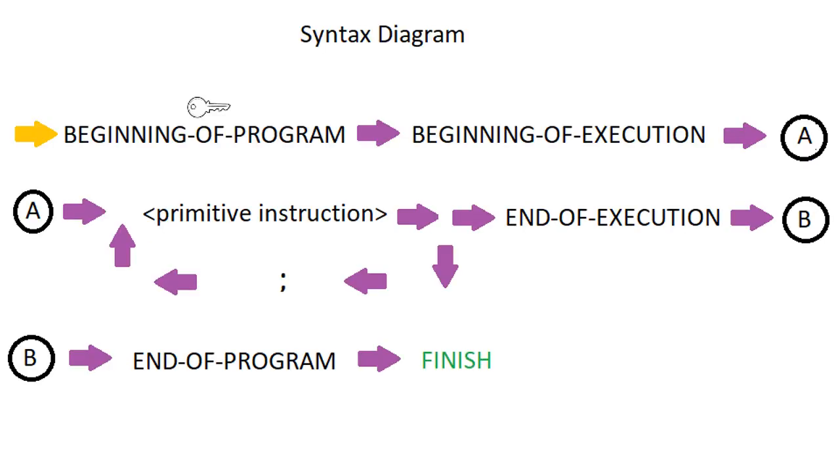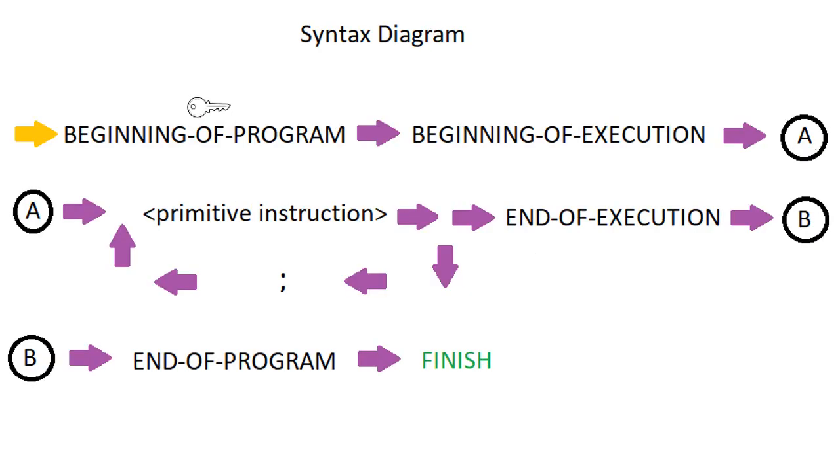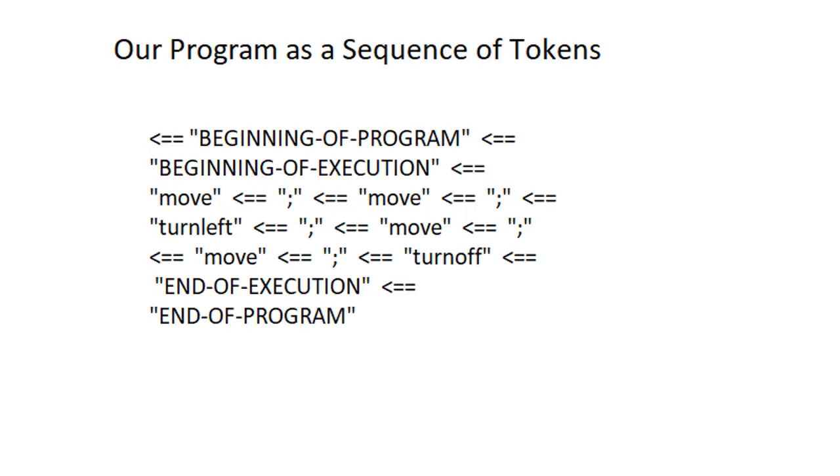In other words, we start at the beginning of the diagram. We process tokens one at a time. Each token acts as a key to the next stage of the diagram. If it is unable to unlock that stage, an error message is generated. Let's get our program tokens.